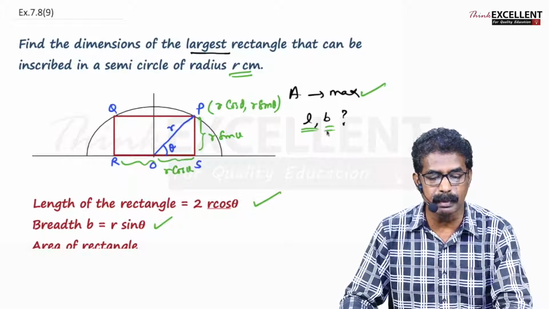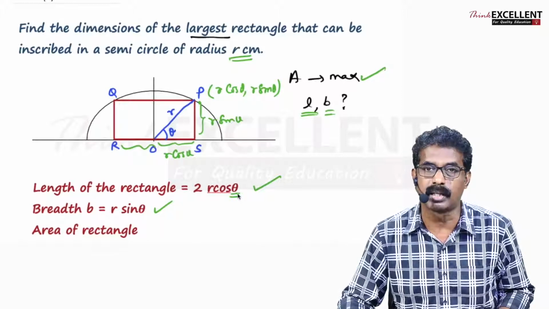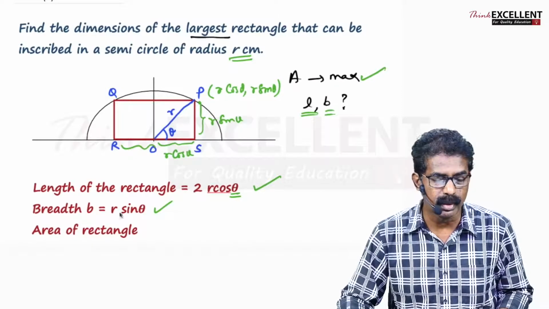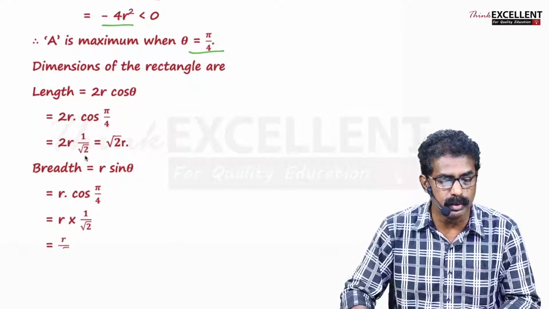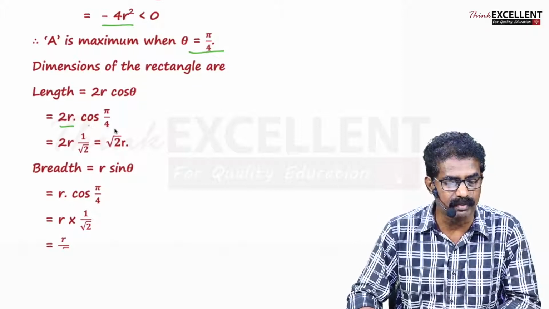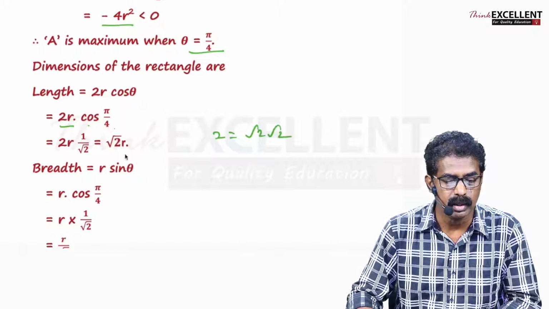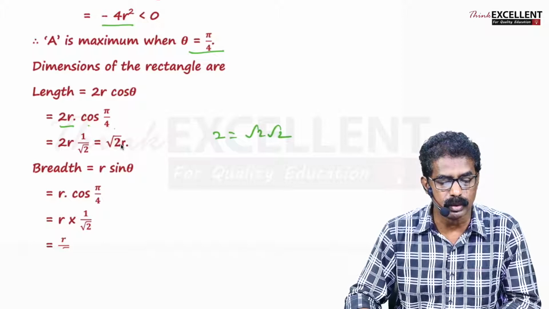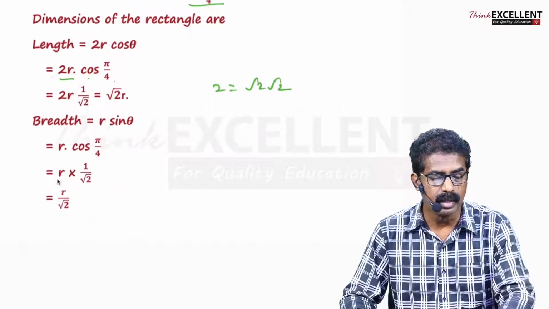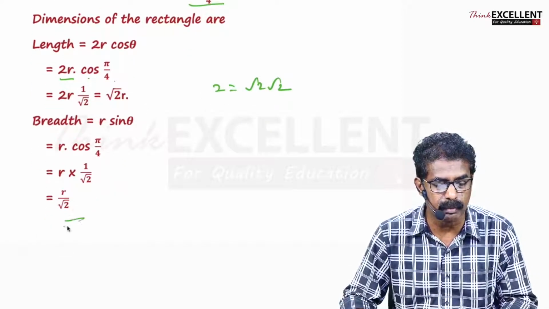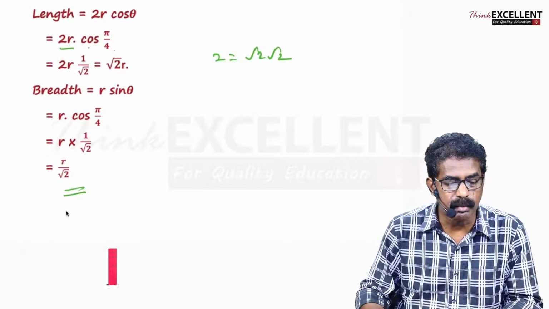You have to find L and B. Area is maximum when theta is pi by 4. So length is equal to 2r cos pi by 4, and breadth is r sin pi by 4. Cos pi by 4 and sin pi by 4 both are 1 by root 2. So 2r into cos 45, 1 by root 2. So root 2 and 2 cancel, because 2 can be written as root 2 into root 2, right? So root 2 r. Breadth is r sin pi by 4, r into 1 by root 2. So that is r by root 2. So area is maximum and the dimensions are root 2 r and r by root 2, right?